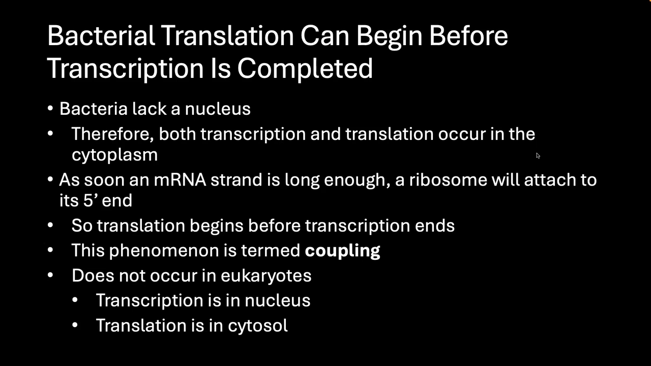Eukaryotes can't do this because transcription and translation are segregated into the nucleus and cytoplasm, respectively. However, since eukaryotes do a lot of post-transcriptional modification of those mRNAs, this segregation is actually a good thing.